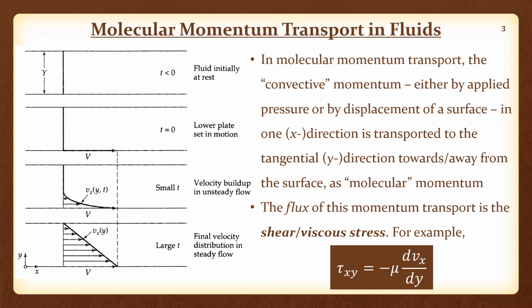And what do I mean by convective momentum? It is basically the momentum that the fluid has, which basically transports the entire fluid in a certain direction, in this particular case along the x direction. So now the convective momentum in one direction, which is the x direction, is transported along the tangential y direction, either towards the surface or away from the surface, as so-called molecular momentum.